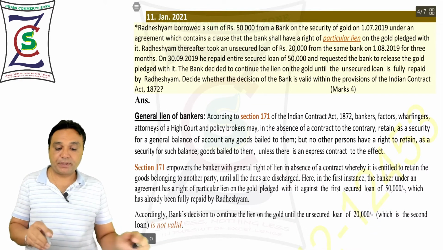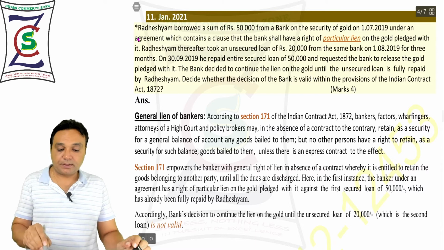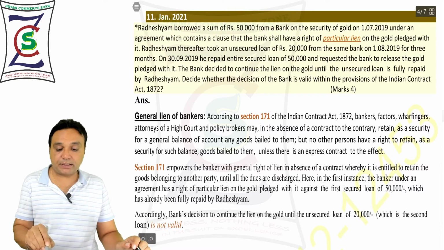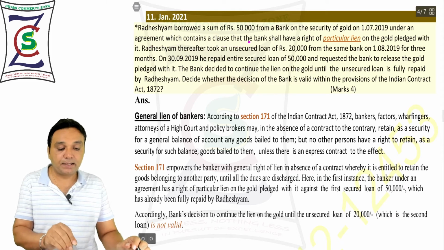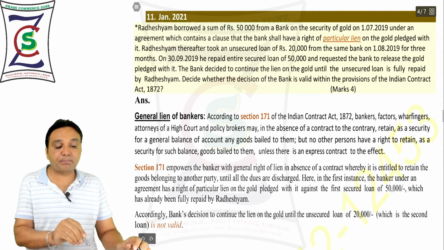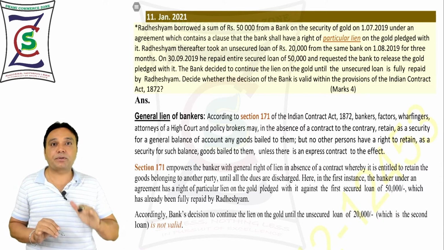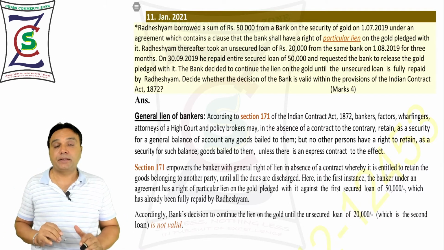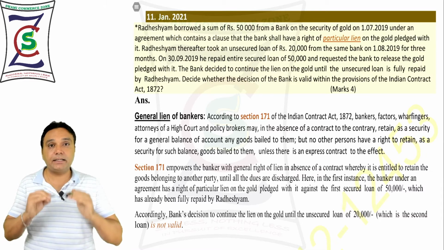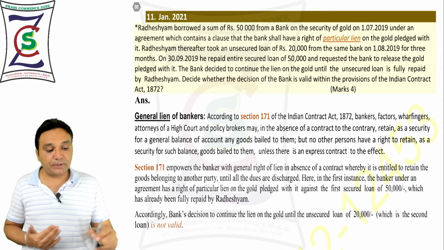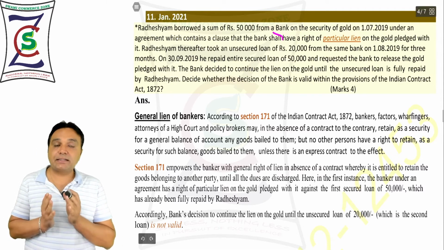Next question. January 2021. Radhesham borrowed 50,000 from a bank on the security of gold under an agreement which contains a clause that the bank shall have a right of particular lien. See, we do lien. Lien means right to retain goods belonging to another, if in continuous possession till your legal dues are satisfied, you can keep the goods. So basically, as a bank they have the general lien.